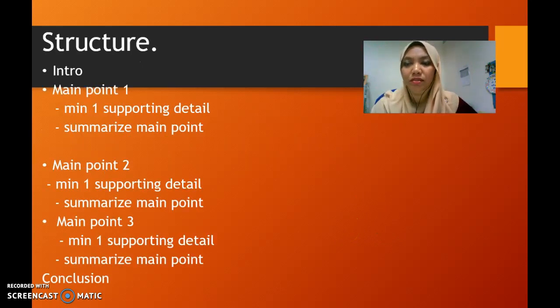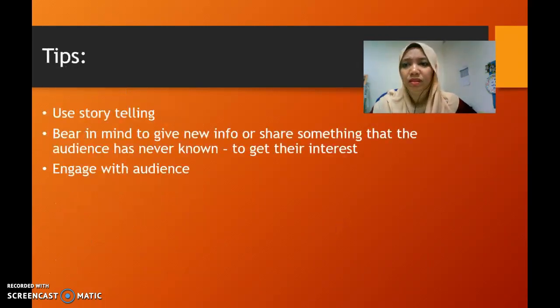Structure, since we mentioned that we need to have a structure, right? This is actually to help you when you are preparing the outline. You have the intro, main point, minimum one supporting detail. Many people tend to omit this. But when you have minimum one supporting detail, preferably two, you elaborate and you will not finish too quick as compared to the time given to you. And don't ever forget to conclude. You don't want to end too abruptly. Conclude.